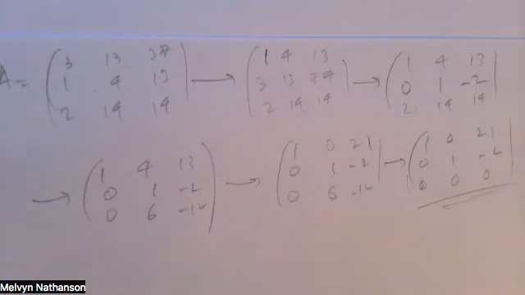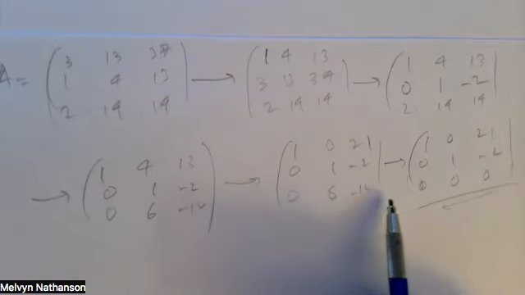Now, I could have put a matrix in reduced row echelon form in many different ways. There's nothing unique about the examples I picked. But there's a theorem, which is a very nice theorem, that says no matter how you put a matrix in reduced row echelon form, you always end up with the same matrix at the end.